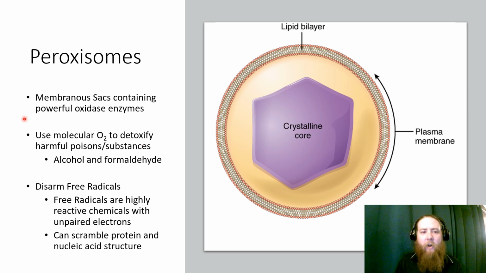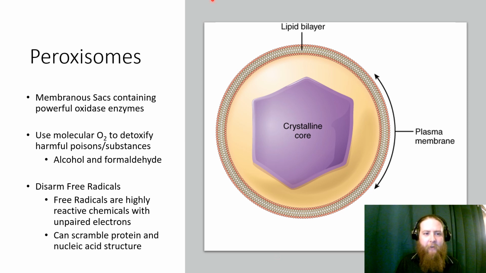Peroxisomes. These are also membranous sacs. They also contain enzymes, but how they form and where they form from is a little bit different. These guys aren't formed from the Golgi apparatus. So they're using molecular oxygen in this crystalline core here to detoxify harmful poisons and substances, things like alcohol and things like formaldehyde. They also disarm free radicals.